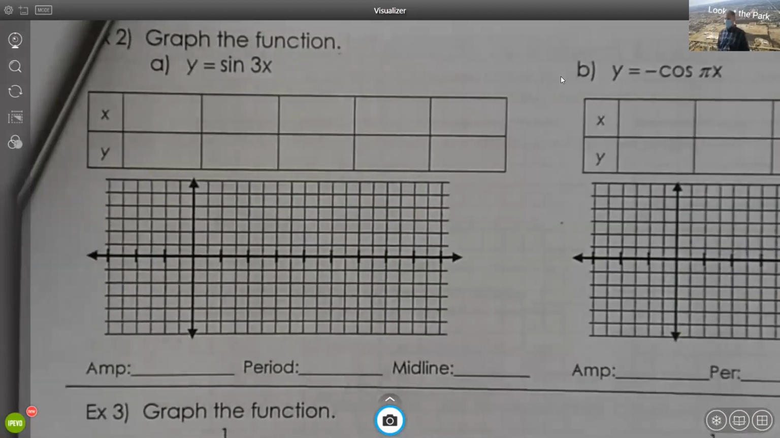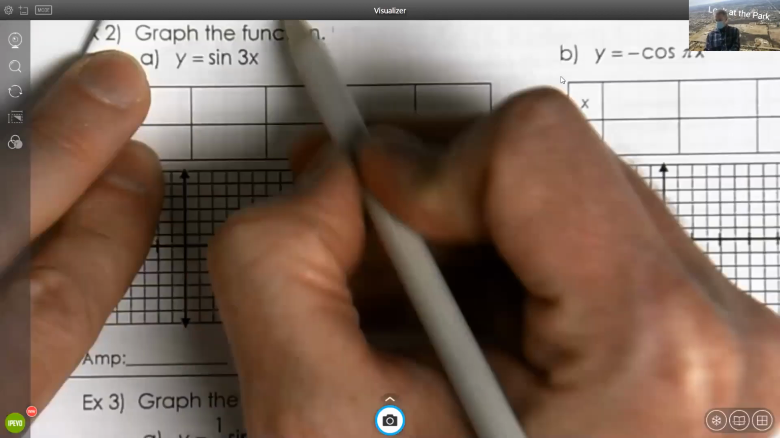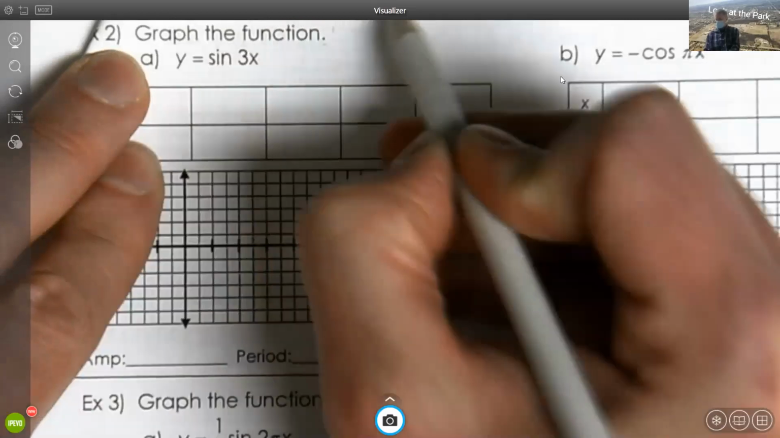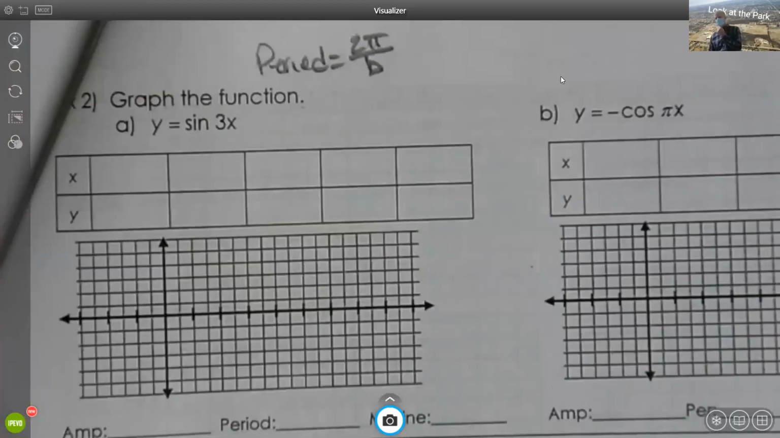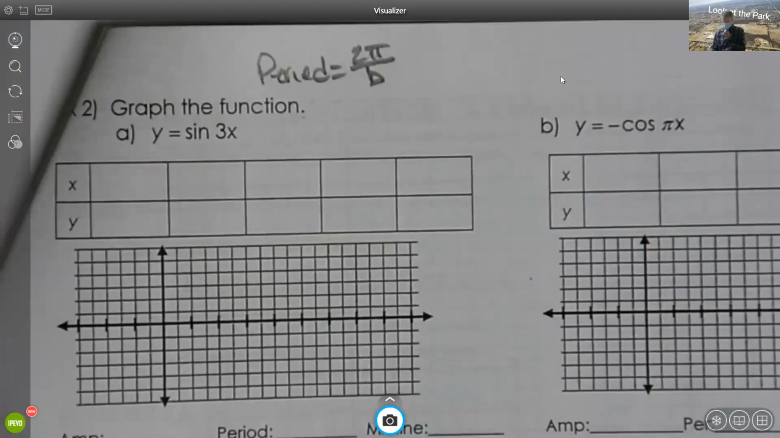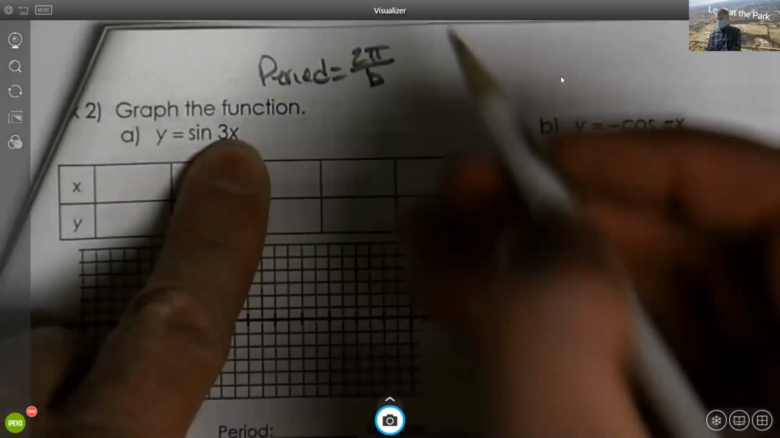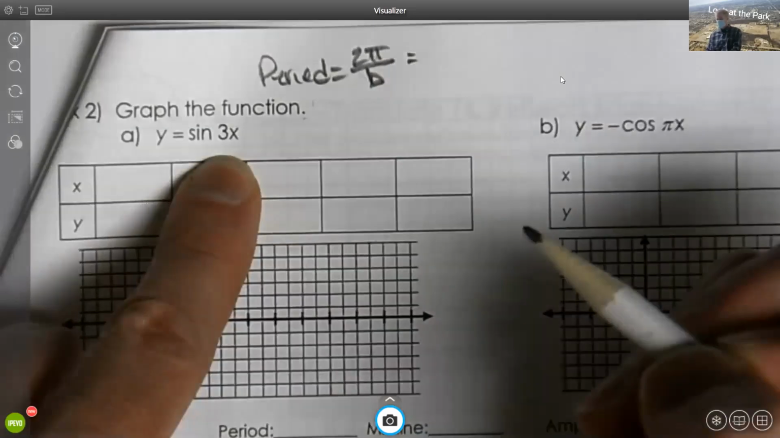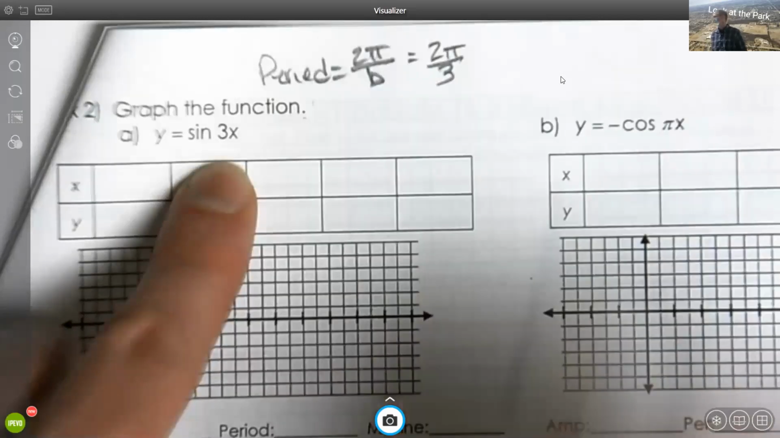Your B value is going to change the increments. It's going to affect what the period of the graph is. We know that the period equals 2 pi divided by b. In this case, b is 3. So the period is 2 pi divided by 3.